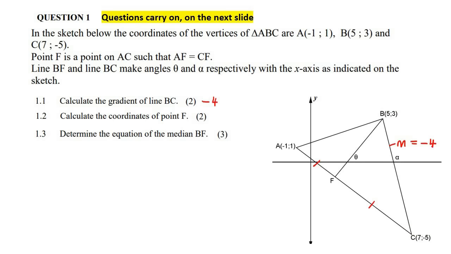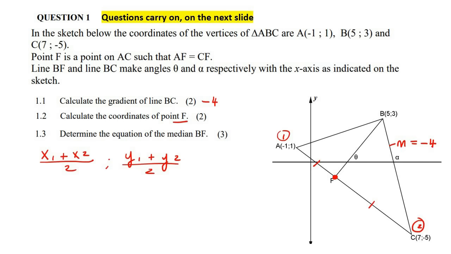The next question says, calculate the coordinates of F. Remember, F is the midpoint of AC, because they said that this length is the same as that length. So we can use the midpoint formula, which is x1 plus x2 over 2, y1 plus y2 over 2. I'm going to let this be point number 1, this be point number 2. You can do it the other way around. It really doesn't matter. I'm just helping you to see what I'm doing.